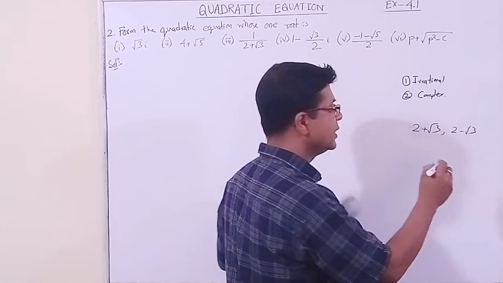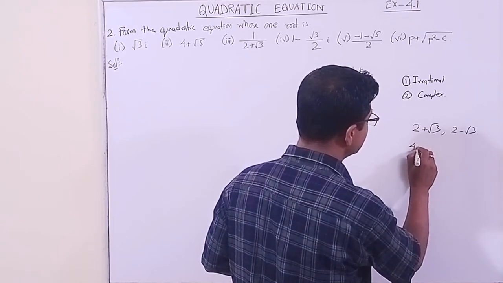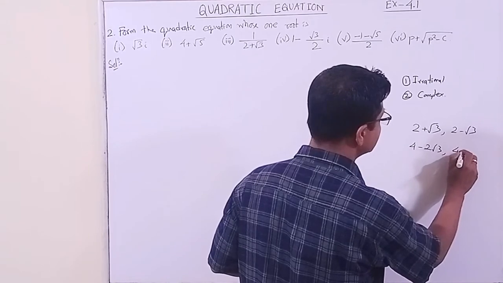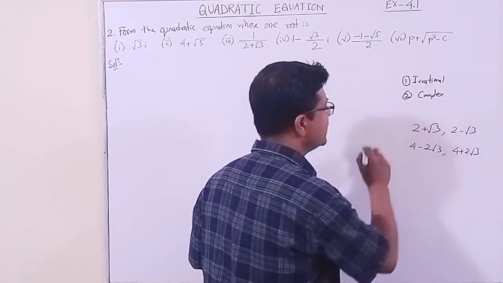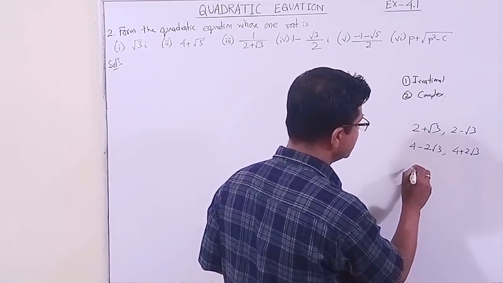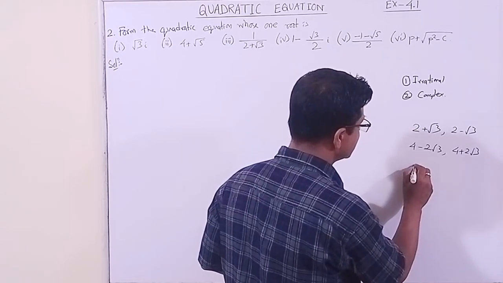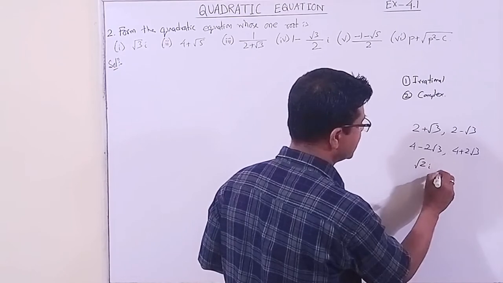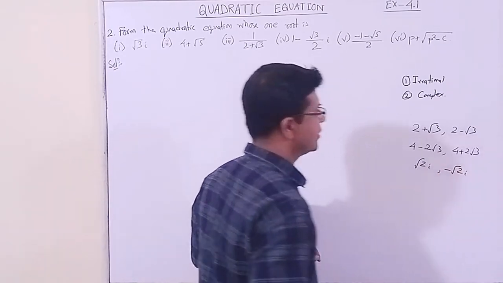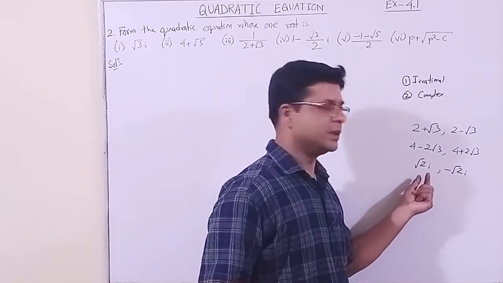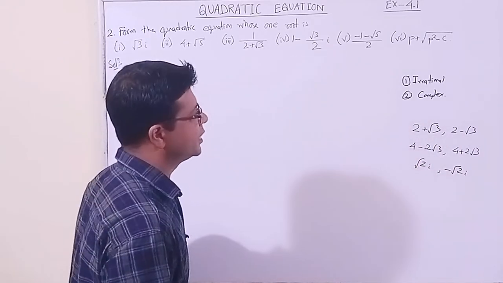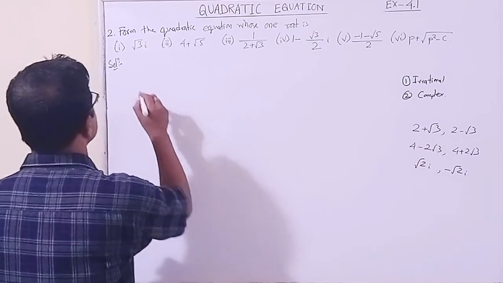That means its conjugate. If one root is 4 minus 2 root 3, the other root must be 4 plus 2 root 3. And in case of complex numbers, if the roots are imaginary, suppose one root is root 2i, the other root must be minus root 2i. Okay, this should be the conjugate of this. If it is plus, it is minus. If it is minus, this should be plus. You know the concept of conjugate. Okay, let us do number 1.